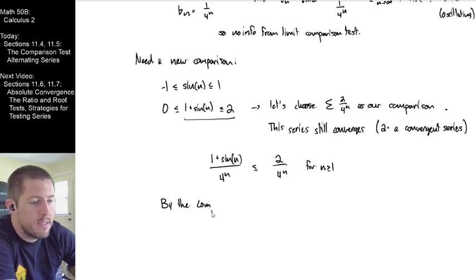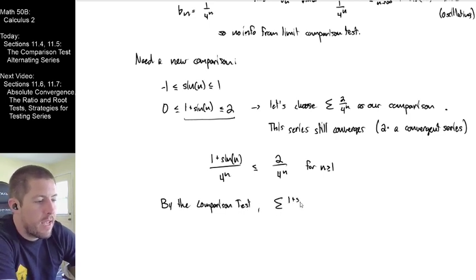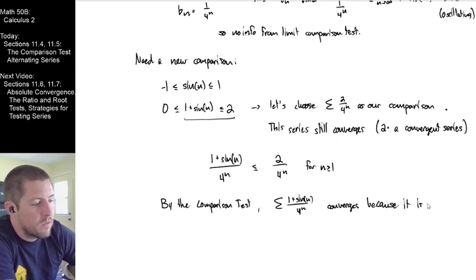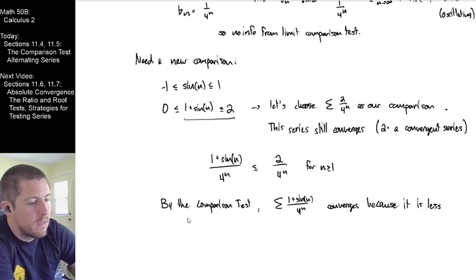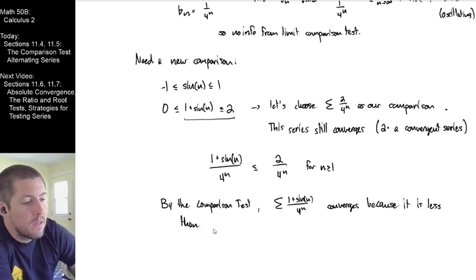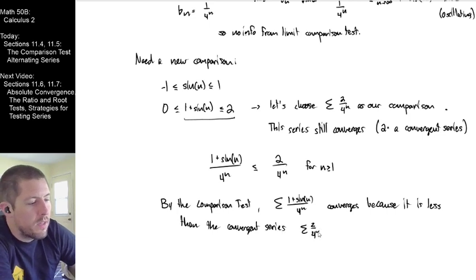By the comparison test, the series 1 plus sine of n over 4 to the n converges because it is less than the convergent series 2 over 4 to the n.